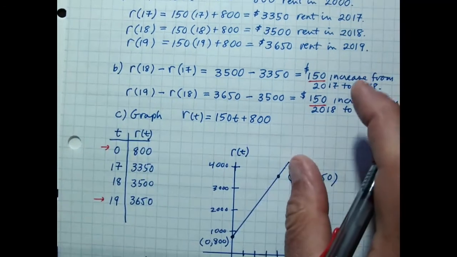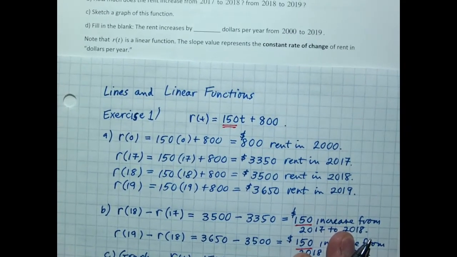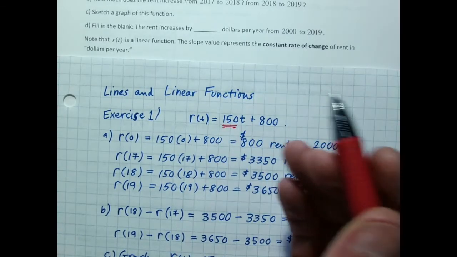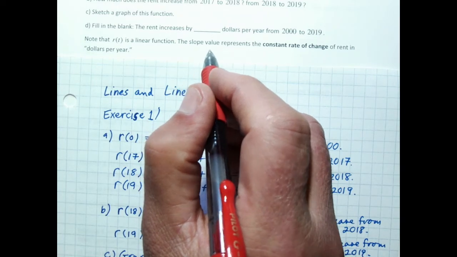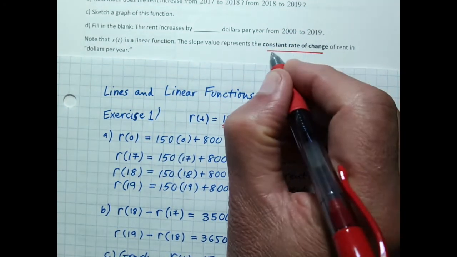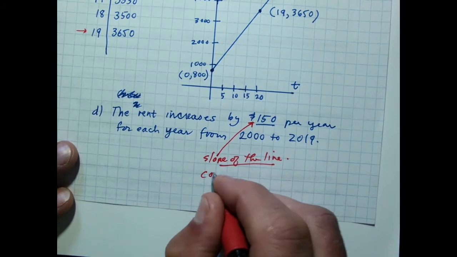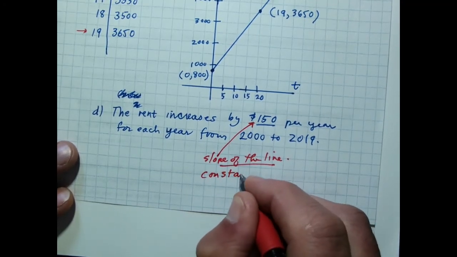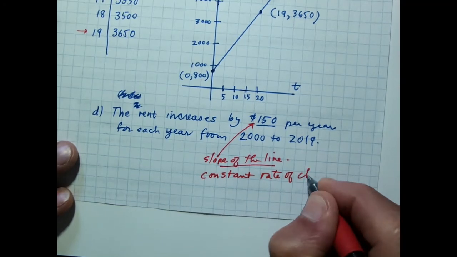Now, there's one more statement here that I want you to see on the handout, because this is going to become really important to us. In applications, we don't really use the word slope when we're talking about something like this. We talk about what's called a constant rate of change. So in this problem, this $150 per year is the constant rate of change of the function.